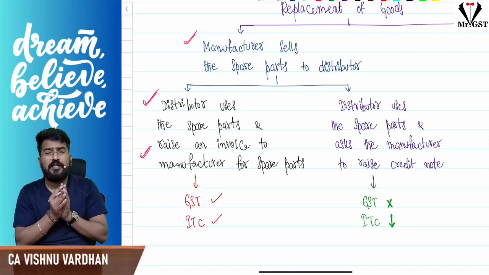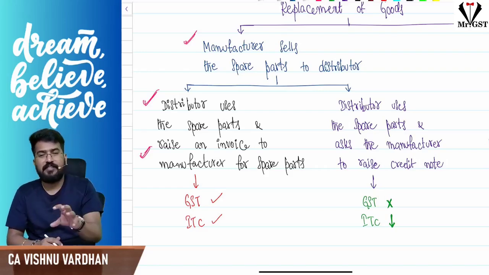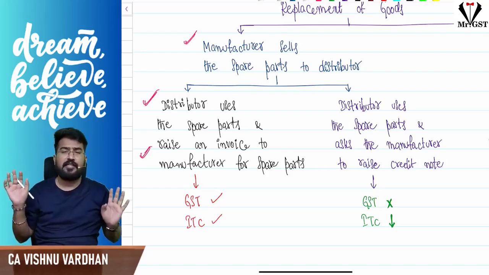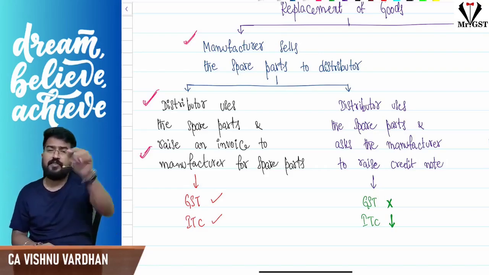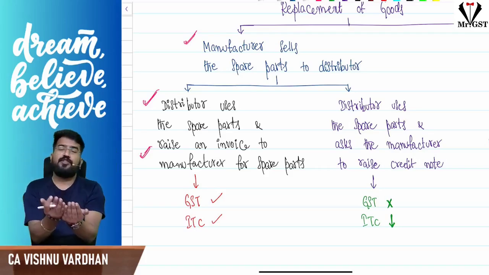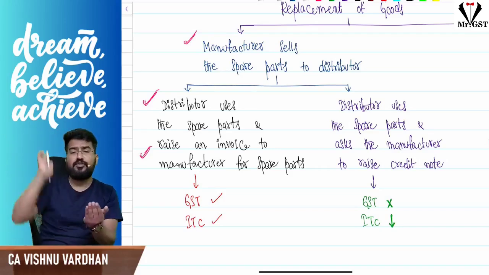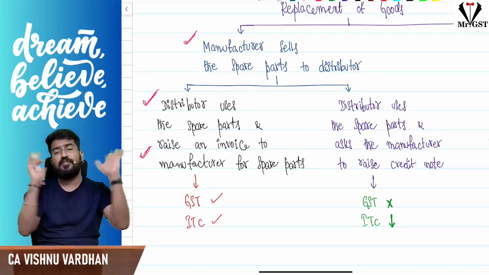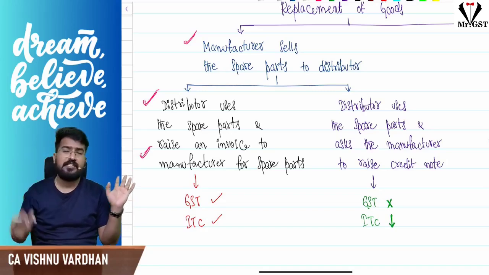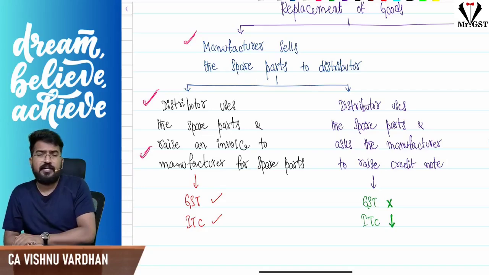What the Honda car dealer, the showroom fellow, is doing is this: he has purchased the silencer to sell to customers, but he is using it for the replacement, which the Honda company should do. So whatever stock he has, he uses that silencer, and then he raises an invoice to Honda. Sir, this silencer I have used, you pay consideration for that and pay GST. So they will pay GST and close it, and of course the Honda company will take ITC.